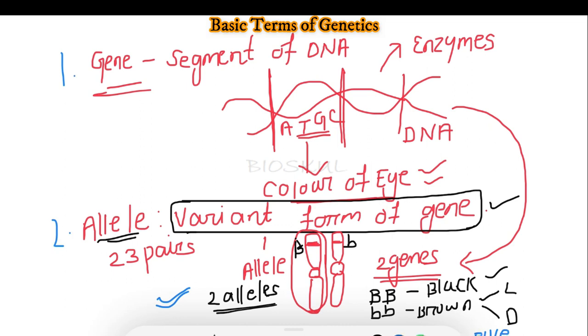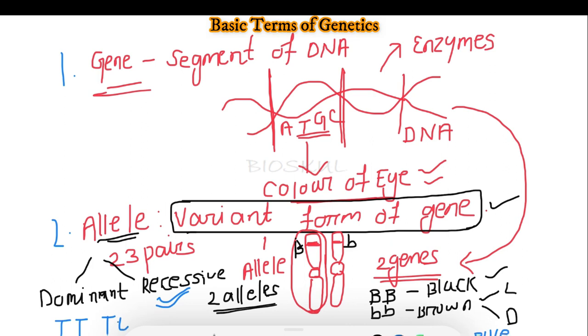Another important point I want to mention here is that alleles are of 2 types. One is known as the dominant allele and the other is the recessive allele. So what is a dominant allele and what is a recessive allele? We can understand that by taking the example of Mendel's pea plant. The tall pea plant is represented by 2 same alleles, capital T, or by capital T and small t. Let's take this situation, capital T and small t. It represents the tall plant.